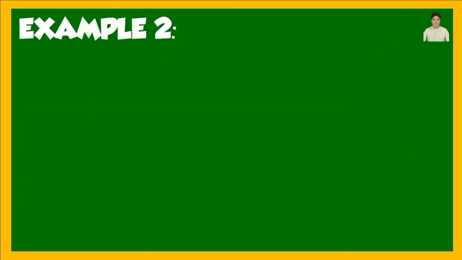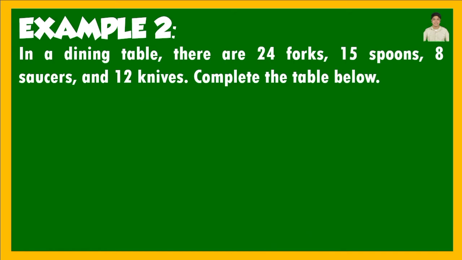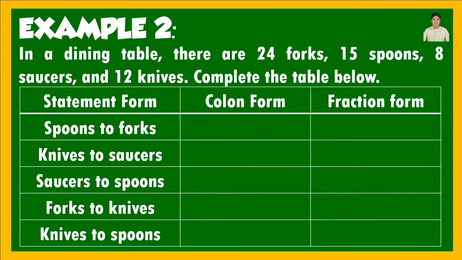So let's have example number 2. In a dining table, there are 24 forks, 15 spoons, 8 saucers, and 12 knives. Complete the table below. So, in statement form, colon form and fraction form siya. So, colon form, so una muna spoons to forks. So, number of spoons, 15. The number of forks, 24. So, 15 is to 24 can be written in fraction form as 15 over 24.